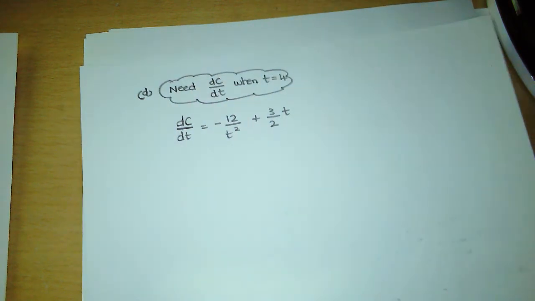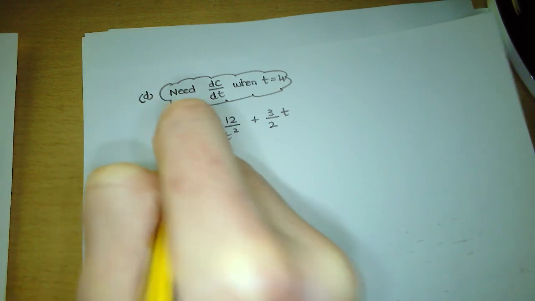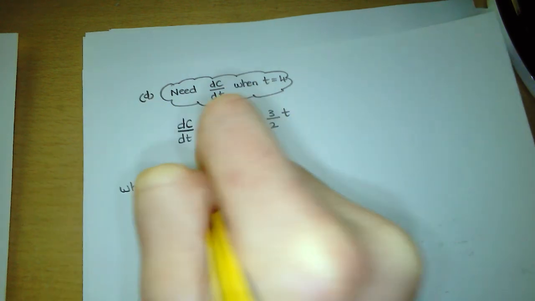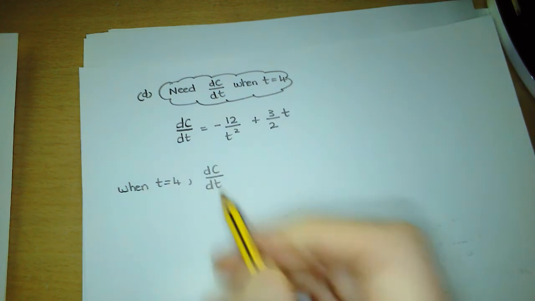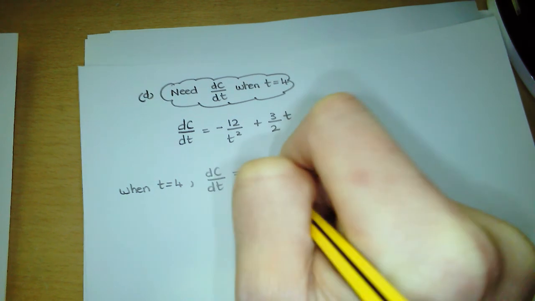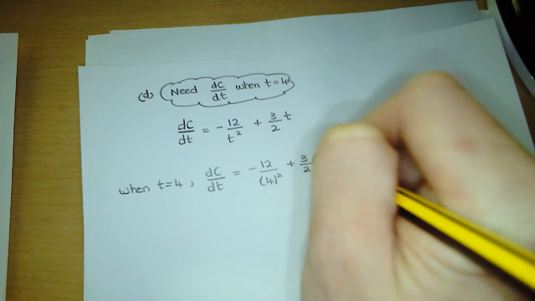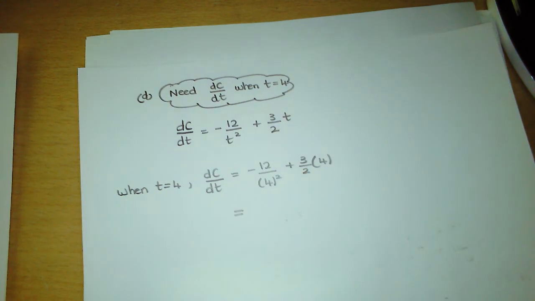Okay, we're now going to sub in t as 4. So when t equals 4, dc by dt, in other words the rate of change of the cost, will be minus 12 over 4 squared plus 3 over 2 multiplied by 4. Okay, so we can type it in. So that's going to give us 5 1/4.